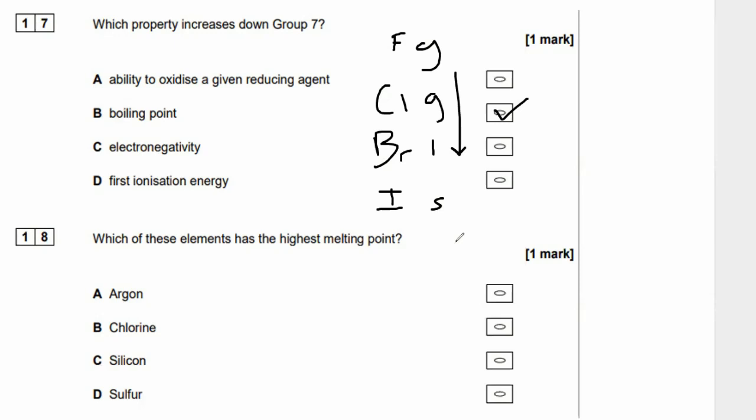Which of these elements has the highest melting point? So very similar to this, let's check out their state at room temperature. You might know these off by heart. Argon's a gas, chlorine's a gas, silicon and sulfur are solid. So the highest melting point is either silicon or sulfur. So we really just want to look at the mass number or the atomic number, because the larger the atomic number and mass number, you're going to get larger intermolecular forces. So the answer here is going to be sulfur. D.